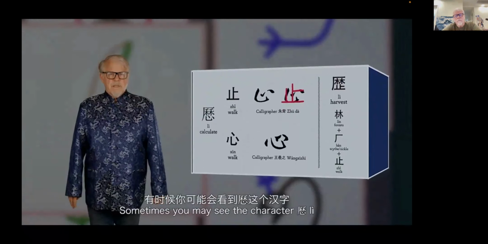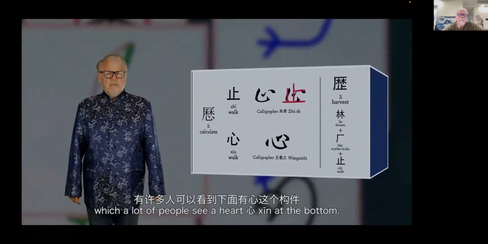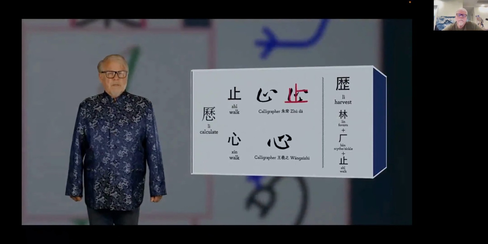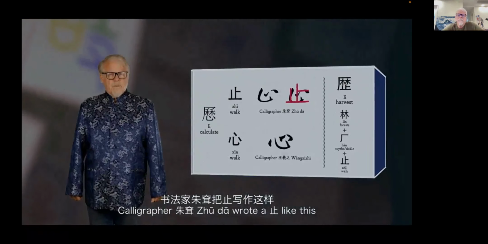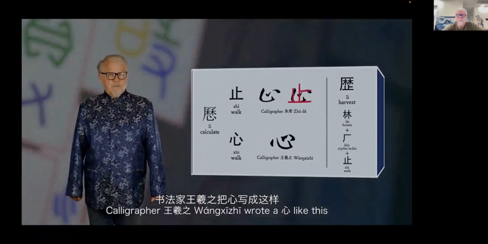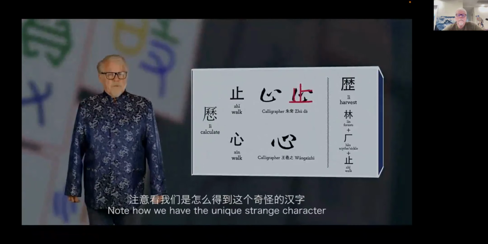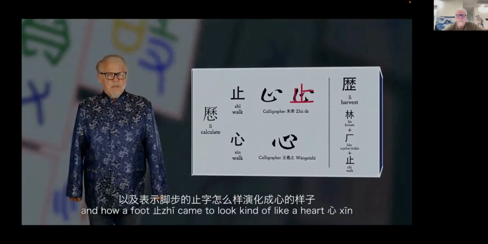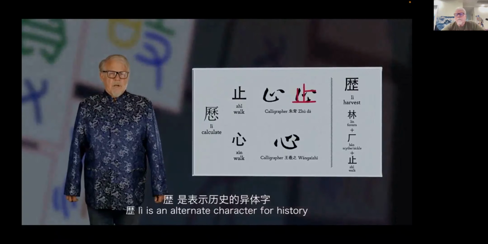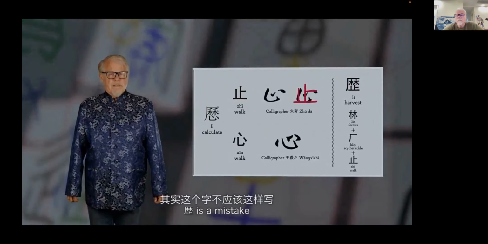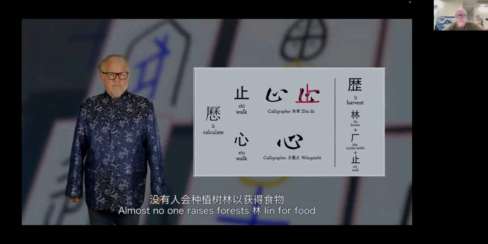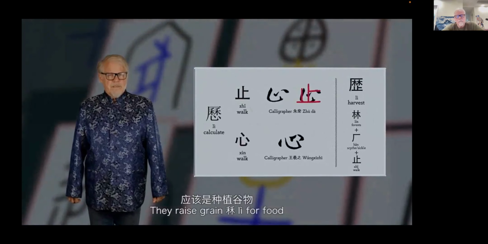Sometimes you may see the character Li, which a lot of people will see a heart, xin, at the bottom. But if you look carefully, you see it is not a heart. This is zhi. Calligrapher Zhu Da wrote zhi like this. This is xin. Calligrapher Wang Xizhi wrote xin like this. Note how we have this unique, strange character and how a foot, zhi, came to look like a heart, xin. Li is an alternate character for history. Li is a mistake. It should be li, not lin. Almost no one raises forests, lin, for food. They raise li for food.